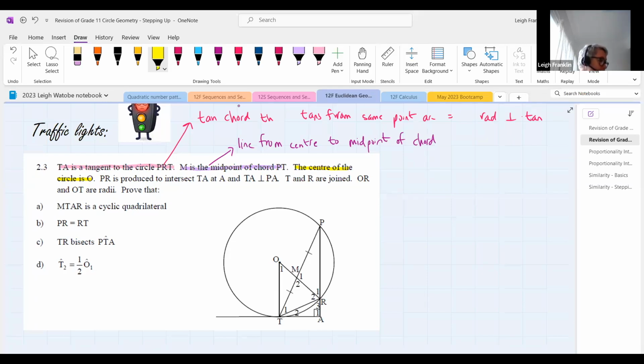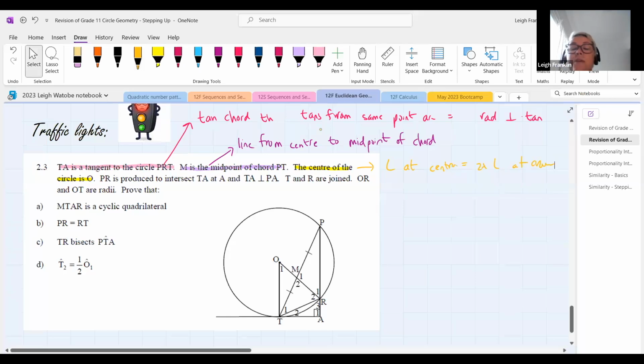Our chord theorems. What else involves the center of the circle? So here, line from center, sorry, angle at center equals 2 times angle at circumference, etc., etc.